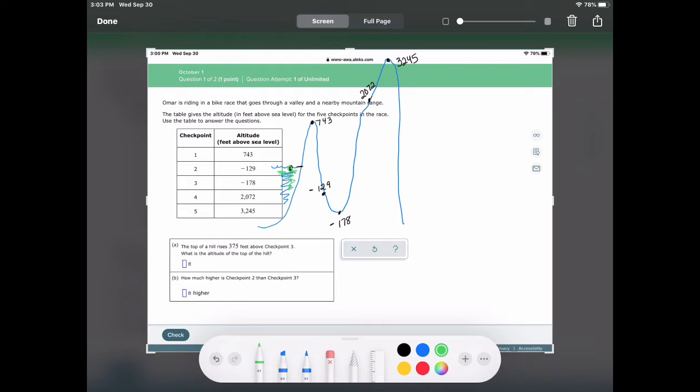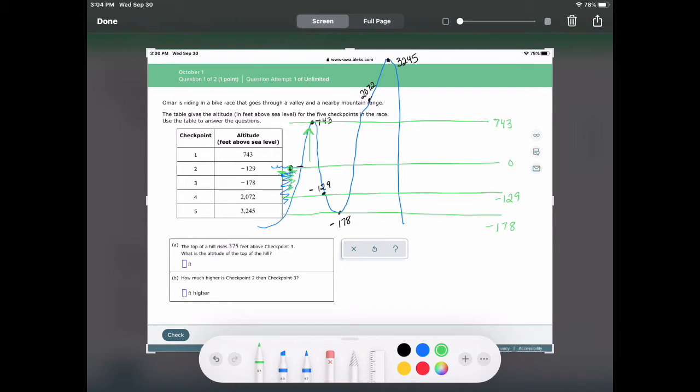And then checkpoint 1 is at 743 feet above sea level. So notice that we have come above that 0 mark. We can make a little chart here. This is not to scale. Okay, and then checkpoint 2 is actually below the level of the sea. It is at negative 129. And checkpoint 3 is even lower still. It is at negative 178.